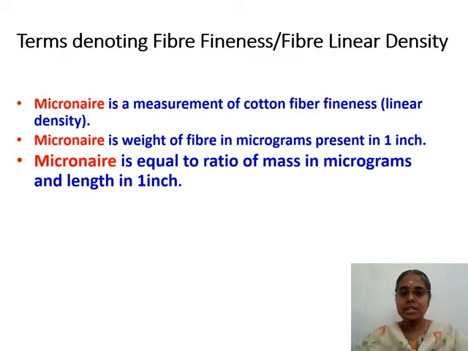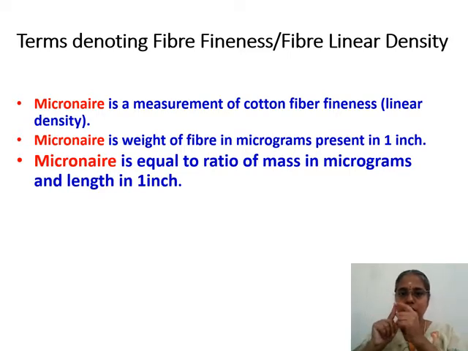So first and the foremost important term used for cotton fiber fineness measurement is micronair. So micronair is one term telling about the fiber fineness, especially cotton fiber fineness. Everywhere, micronair is the common terminology used. Micronair is the weight in micrograms present in 1 inch of fiber.